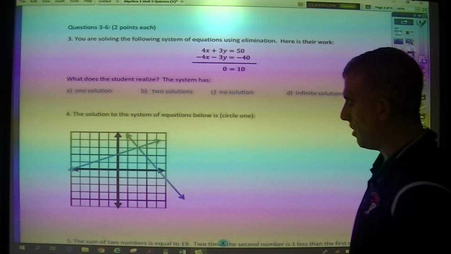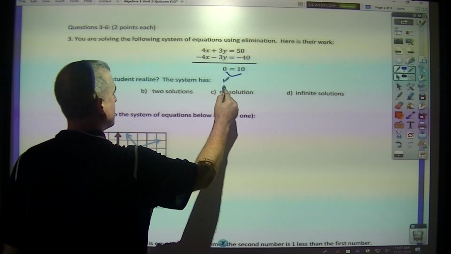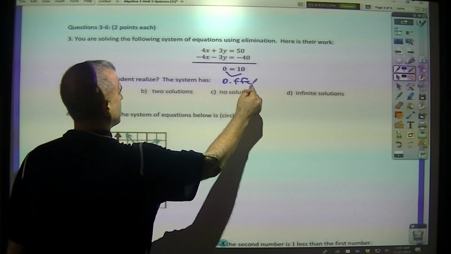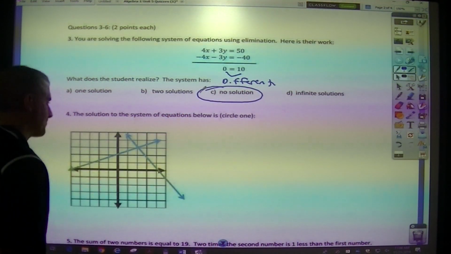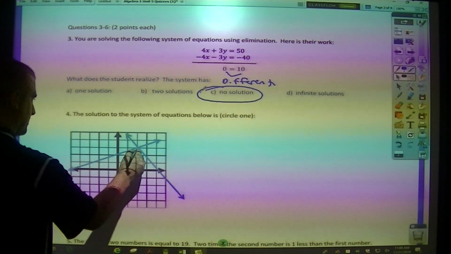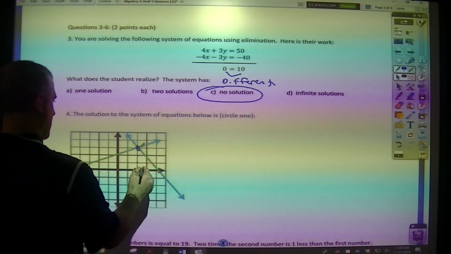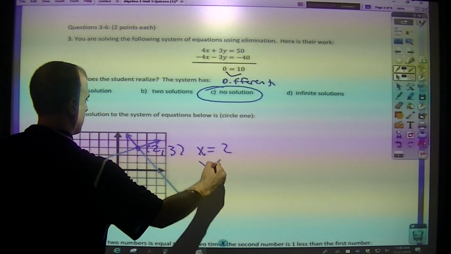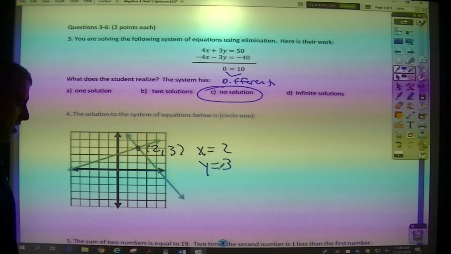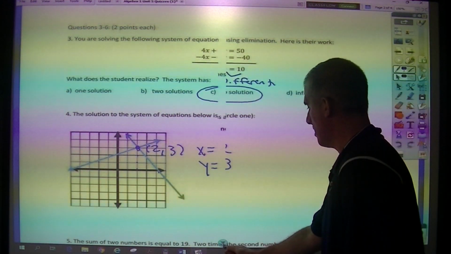Okay, all right, so the variables eliminate here, and these two are different. So this here would be no solution. All right, system of equations here that intersects at 1, 2, then 1, 2, 3. So that's 2, 3, or x equals 2, y equals 3. Remember, x first, then y.